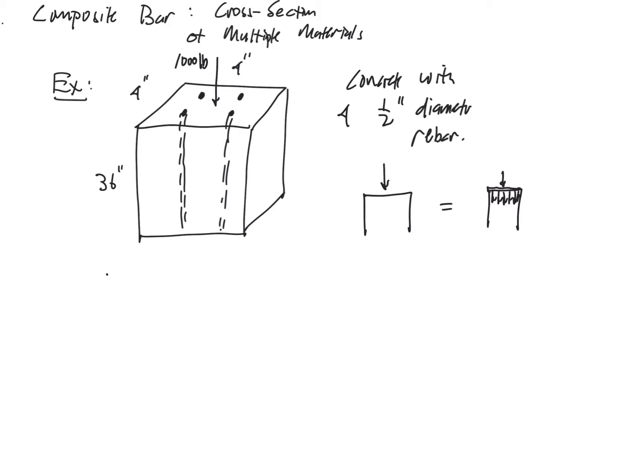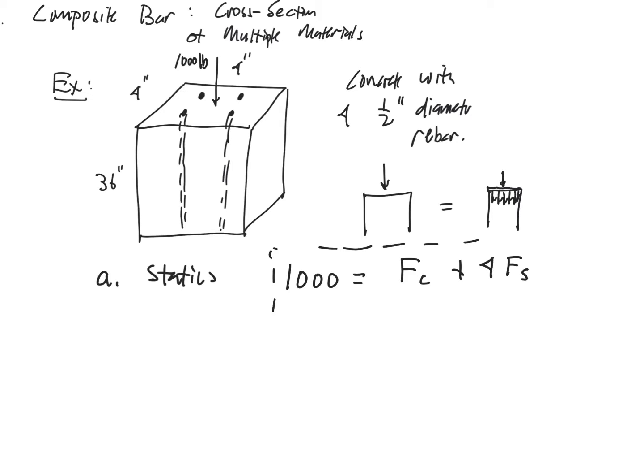So let's go through our big 3 and write out how that's going to manifest itself. The statics is really easy. We really don't even need a free body diagram for this class of problem. We will say that the 1,000 pounds goes into 2 parts. The force of the concrete section, the entire thing, plus 4 bar forces in the steel. Now, some textbooks will lump all of the steel together in one. I think that's a very poor idea, and I'm going to show you why shortly.